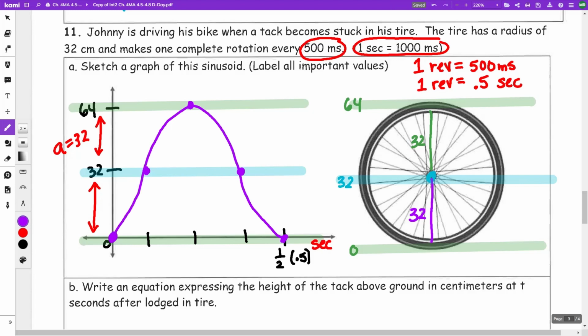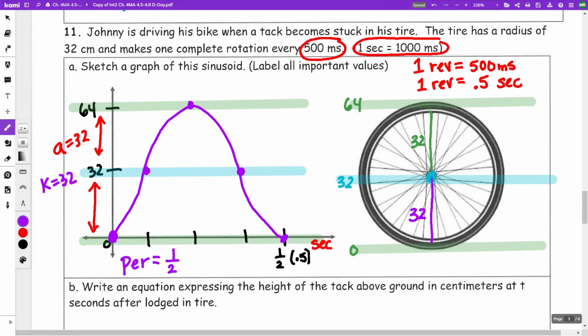And I know my vertical shift is going to be 32. Again, your amplitude and your vertical shift aren't always the same. This particular case it is. I also am going to have my 0 be my start, so I don't have a phase shift. And my period is going to be equal to 1/2, half of a second.